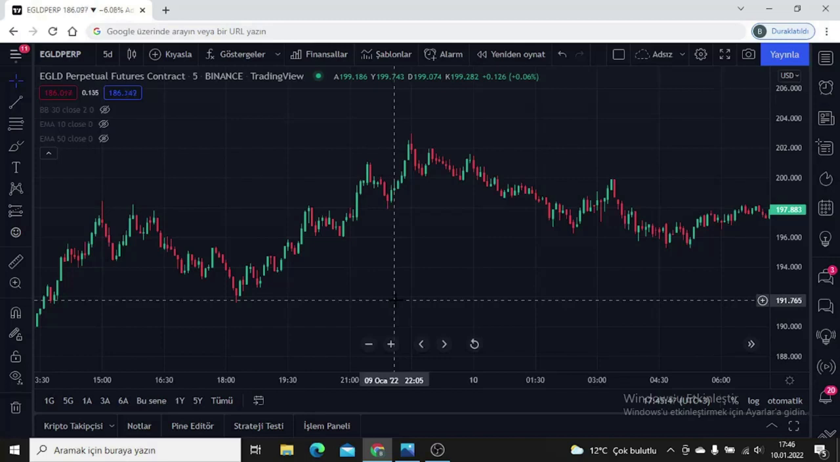Today I will try to show you a scalping trade in a 5-minute period. This is a very familiar procedure. Maybe you've seen it in other videos before. It will be about moving averages. What should you pay attention to in this strategy? What should you see as a buy condition? I will try to explain these.